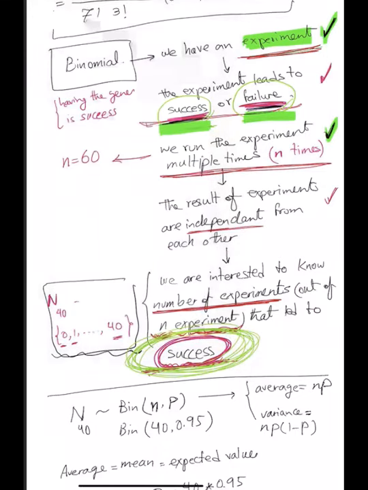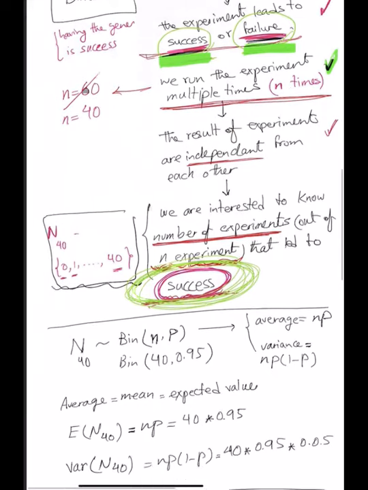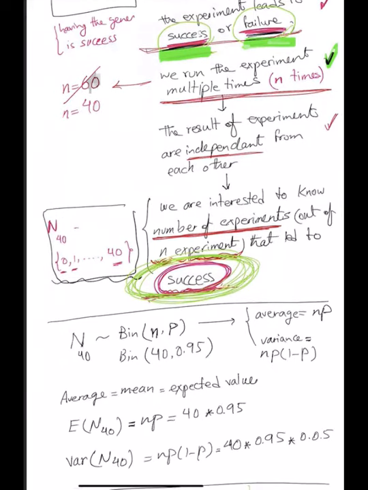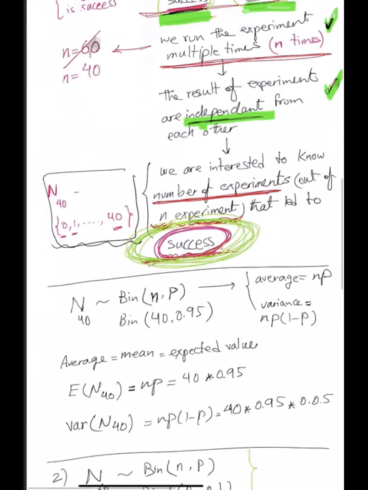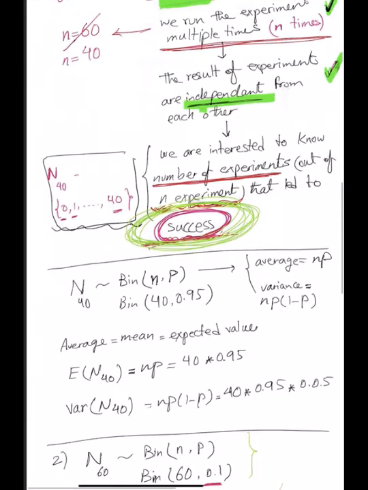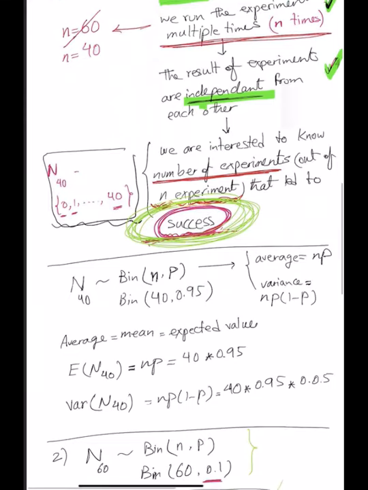The question tells you that if 40 volunteers are tested, then N is not 60 anymore, N is 40. And yeah, the results of the experiments are independent from each other. This one is good. And I'm interested to know the number of successes in these experiments. So yeah, the total number of experiments has changed.